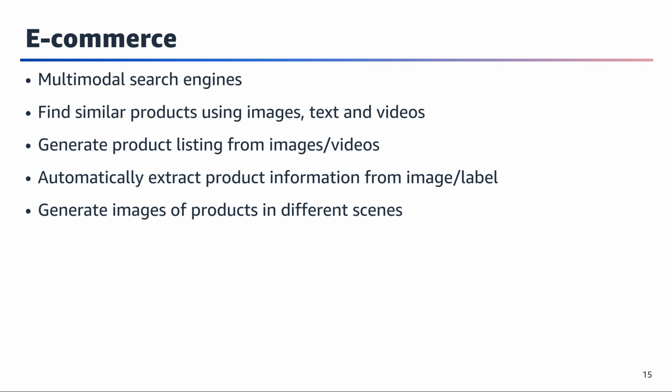This is complemented by advanced similar product discovery systems that can match items based on visual, textual, and video inputs. For sellers, automated systems can generate product listings directly from images and videos, while also extracting detailed product information automatically from labels and images. This significantly reduces the time and effort needed for product uploads.